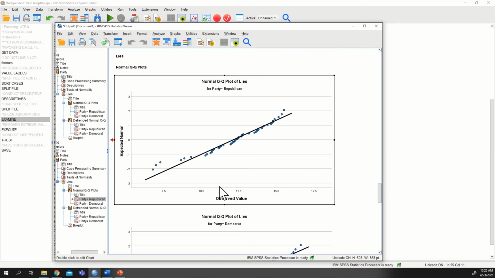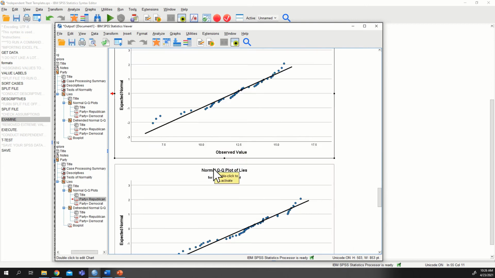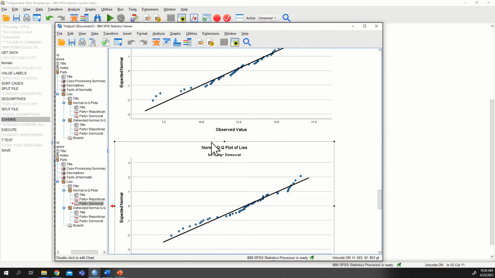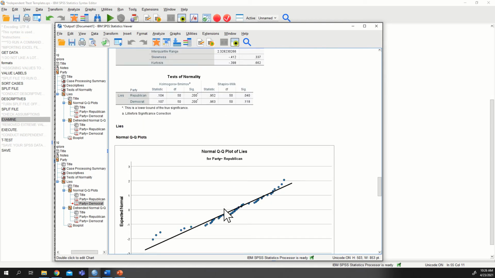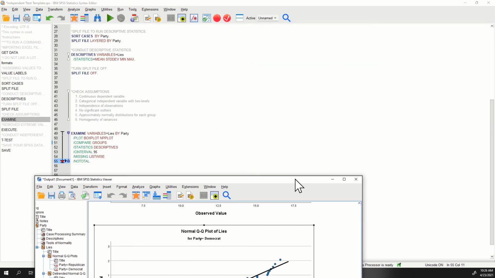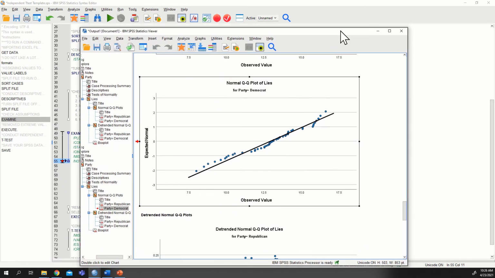Here is what the QQ plot looks like for Democrats. You see, there's some similarity there, except for a couple of values, but I wouldn't say that that would be a reason to say that this is not normally distributed. Okay. My next assumption, let's look at outliers.